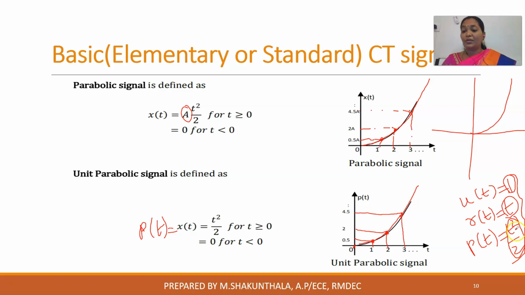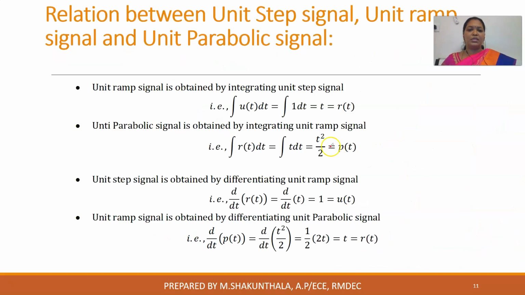Similarly, when you differentiate t square by 2, you will get t. When you differentiate t, you will get 1. So what is the relationship between unit step, unit ramp and unit parabolic? When you integrate unit step signal, you will get unit ramp. When you integrate unit ramp signal, you will get unit parabolic signal. When you differentiate unit parabolic signal, you will get unit ramp. When you differentiate unit ramp, you will get unit step signal. So that is the relationship.